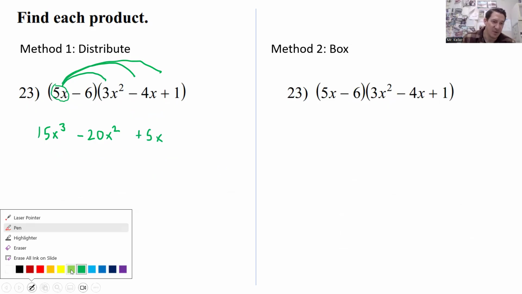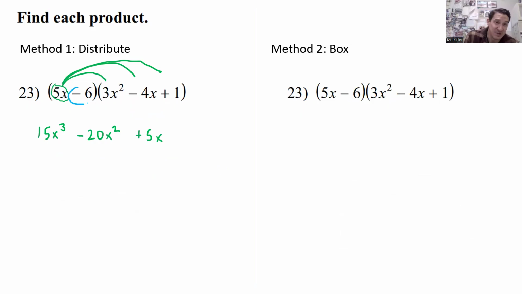Again, I'm going to distribute, pay attention to the negatives. I distribute the negative 6. That is a negative 6. So negative 6 times 3x squared, that is negative 18x squared. I'm going to line that up underneath the other x squared so I don't have to search for the like terms later. Negative 6 times negative 4 is positive 24x. Negative 6 times 1 is negative 6.